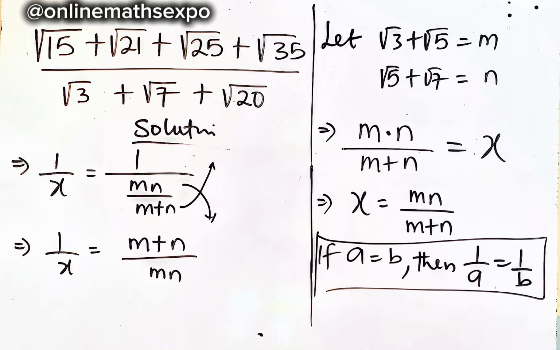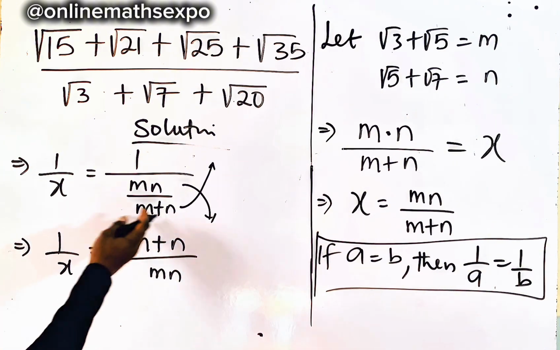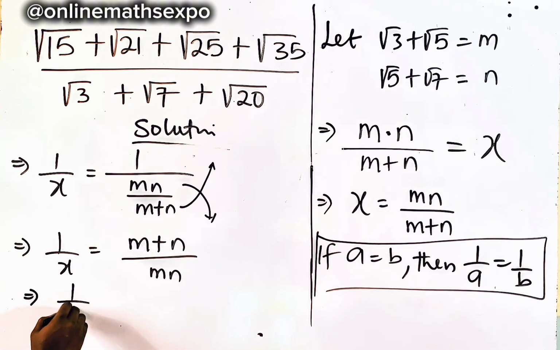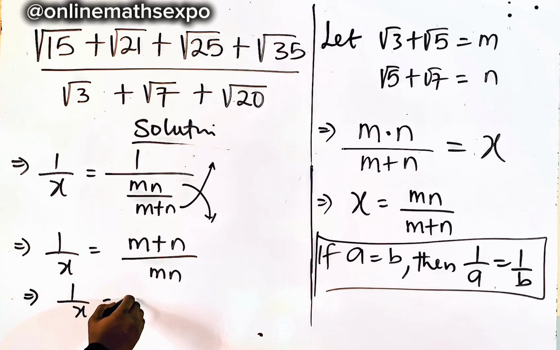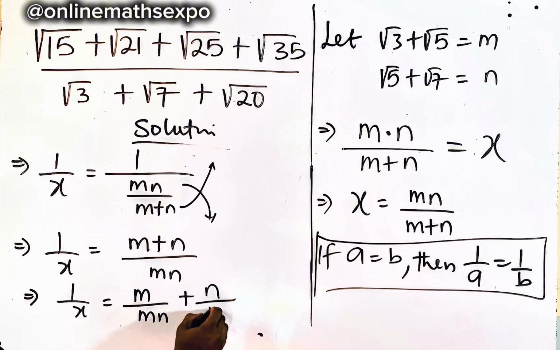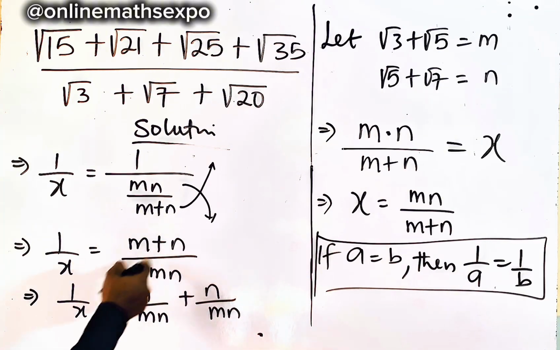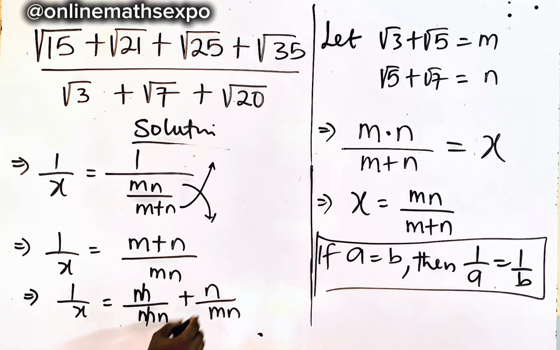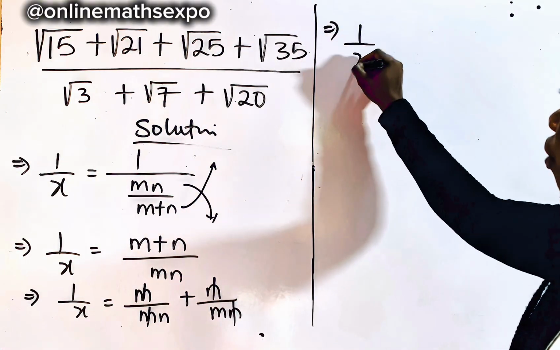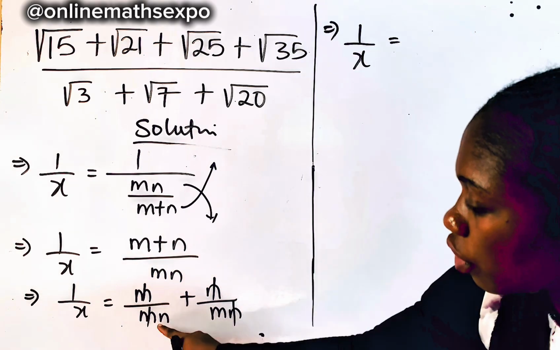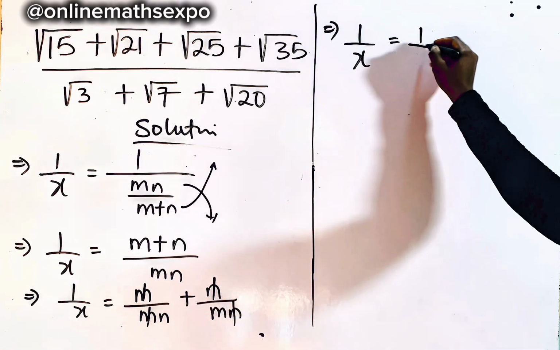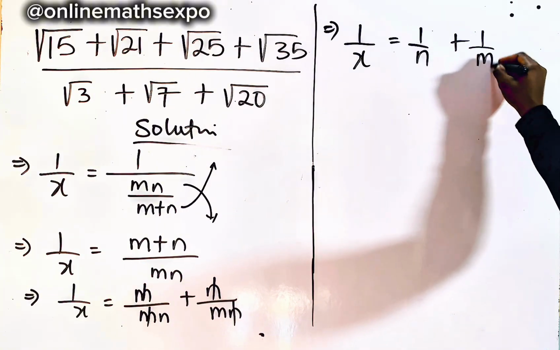Now what do we do next? We are now going to remember that we can rewrite this to give us 1 over x is equal to m divided by mn plus n divided by mn. The denominator is the same, so when you add the numerators, it returns you to this. So from here, you also observe that m can cancel itself and n can cancel itself. So we keep working it out to have 1 over x is equal to, remember when you divide, this is 1, so you're going to have 1 divided by n plus 1 divided by m.